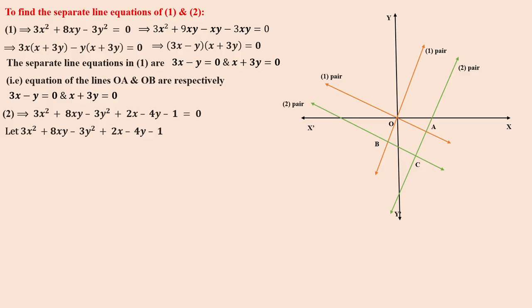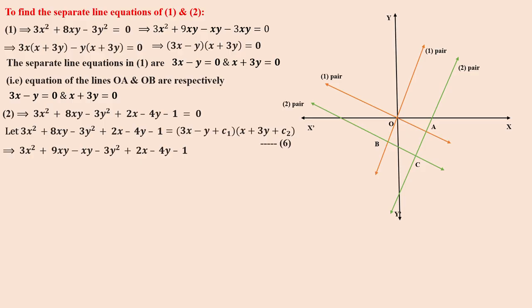So this equation, 3x square plus 8xy minus 3y square plus 2x minus 4y minus 1, can be written as, so we don't know the constant term, we are taking it as c1 and c2, so it will be 3x minus y plus c1 into x plus 3y plus c2. That is equation number 6.